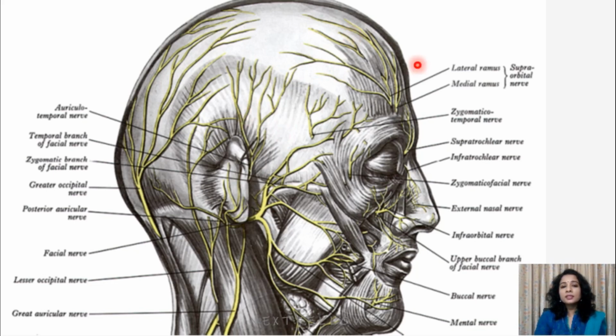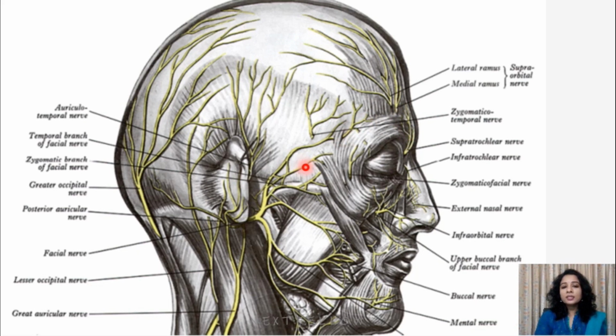Next is the sensory supply. The sensory supply is from two major sources. One is the fifth cranial nerve, and posterior to the ear it is the cervical plexus. So there are 4 sensory nerves in front of the ear and 4 behind the ear. The 4 sensory nerves in front are the supratrochlear nerve and supraorbital nerve. You can see the supratrochlear here, and the supraorbital nerves, which are branches of the ophthalmic division of the trigeminal nerve.